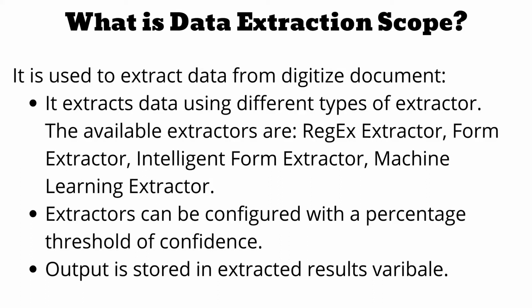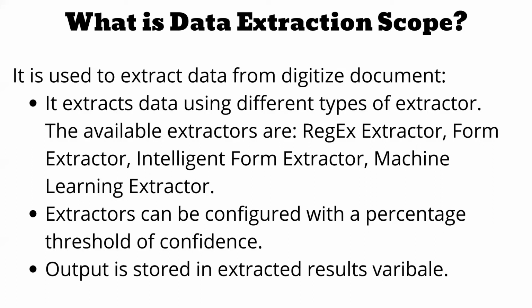So for that, if you want, you can configure a minimum confidence level that is in percentage. So if you need to define the threshold, suppose above 80, you have that option. While configuring the extractors, you can specify the confidence level, and the output of the complete data extraction scope is stored in a variable, extracted results, which we can create. We can name it whatever we want. So this was a theoretical explanation of what is data extraction.